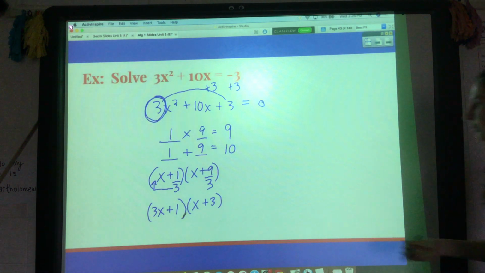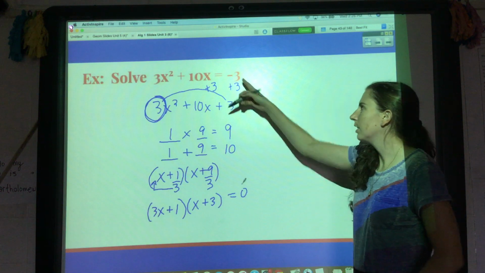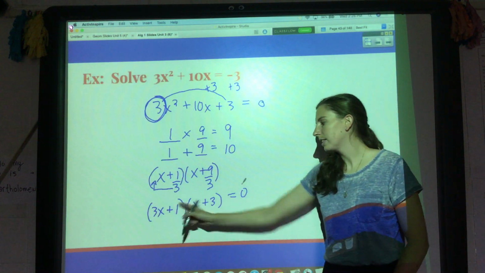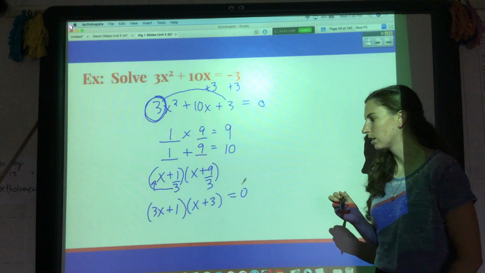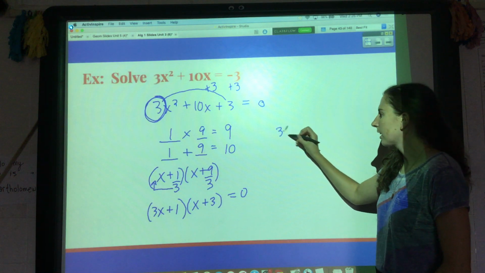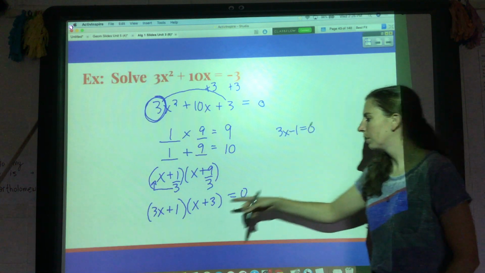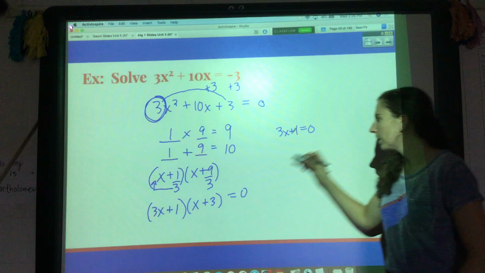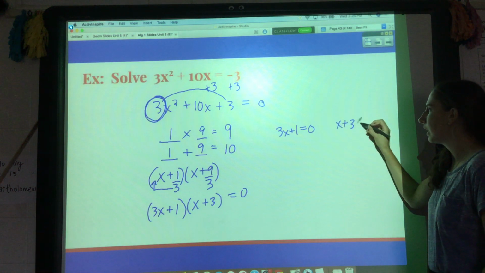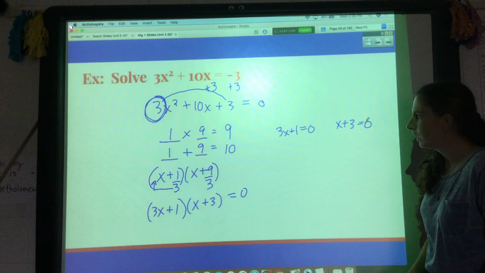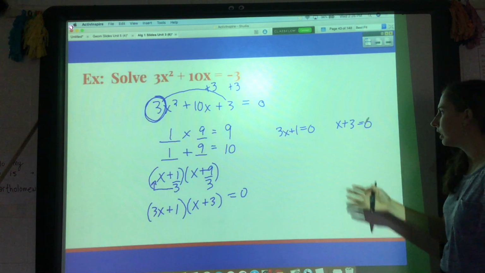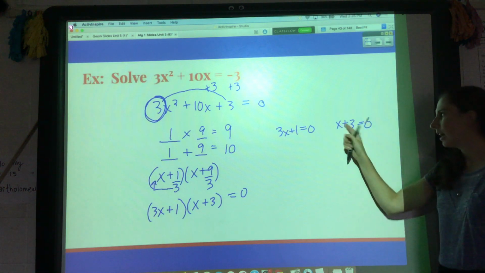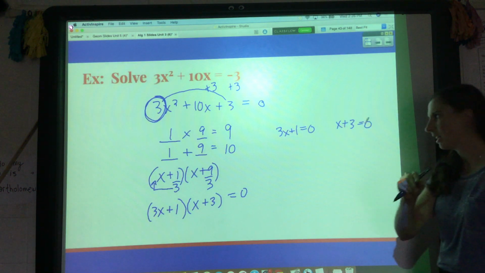Alright, so those are my two factors, and it's still equal to 0. And so now I'll set the two factors equal to 0 and solve. So 3x minus 1 equals 0. Oh, sorry, plus 1. And then x plus 3 equals 0. This one's going to be a little different. Usually it's just the opposite of whatever you have here, but this one's going to take slightly more work.